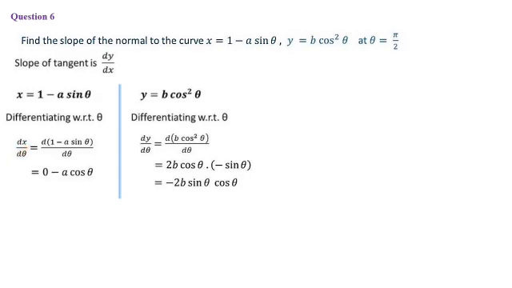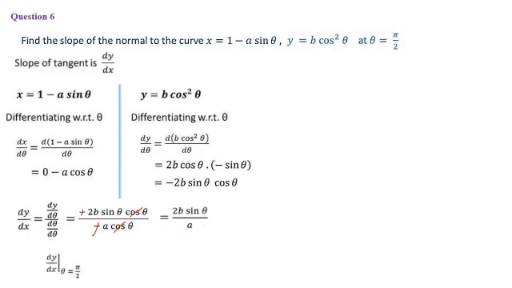Here dx by d theta is there, dy by d theta is there. We want dy by dx, that means this quantity divided by this quantity, that is dy by d theta divided by dx by d theta. Minus 2b sin theta cos theta, that is dy by d theta, divided by minus a cos theta, that is dx by d theta. Here also cancellation is there. Minus minus is gone, cos theta is gone. The balance is 2b sin theta in the numerator and a in the denominator.